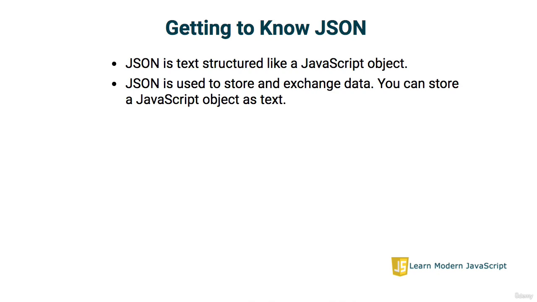As mentioned, JSON is used to store and exchange data. Basically, another way to phrase this is you can store a JavaScript object as text. Now think about that concept. Think about the power of what that implies. If we can take a JavaScript object and store it permanently as text, that gives us the ability to do things that we haven't been able to do otherwise.